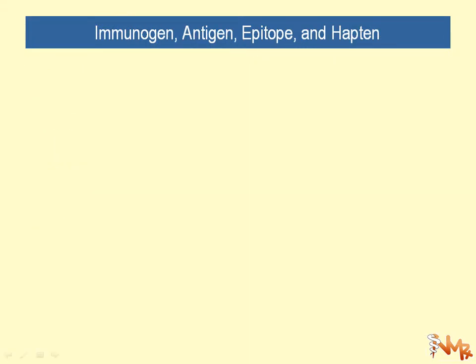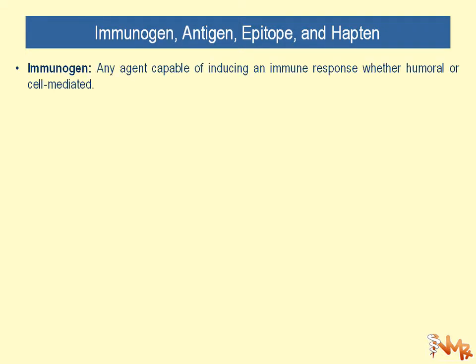Before I go any further, it's important to know what we are talking about, and to be precise for communications hereafter, it's very important to define some important immunological terms. So first and foremost, I like to define immunogens, antigens, epitopes, and haptens. And we like to see how we can distinguish these from each other. Immunogen is any agent capable of inducing an immune response, whether it is humoral or cell-mediated.